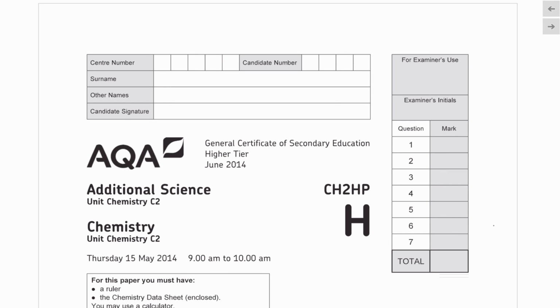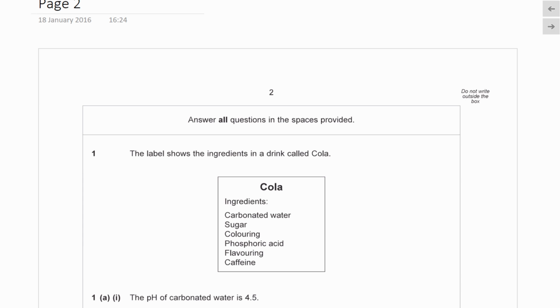Alright, hi. So today we're going to be going through the Unit 2 chemistry paper from AQA, and this is the May/June 2014 paper. This is the higher tier, so some parts won't apply to you if you're taking the foundation tier, but we will be going through the whole paper as usual. If I'm going too fast or you need to go over something, please feel free to pause and rewind the video as you like. But let's kick off straight away and jump into question 1.